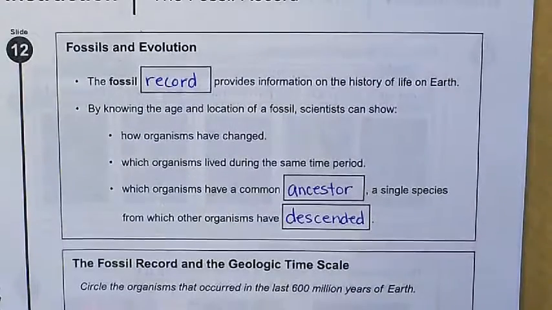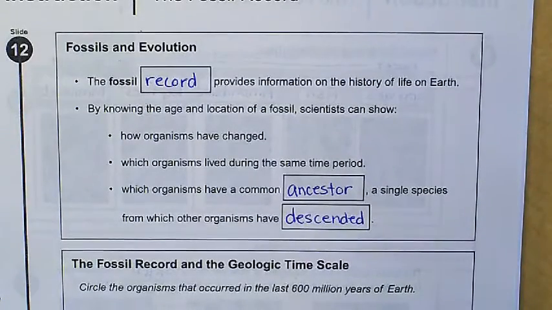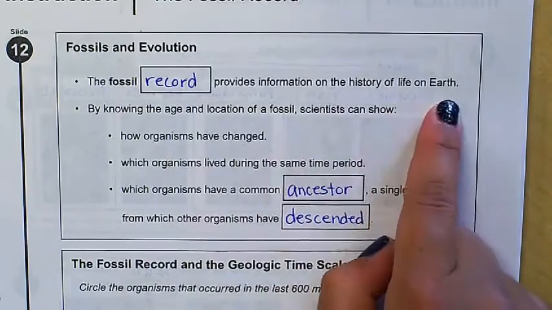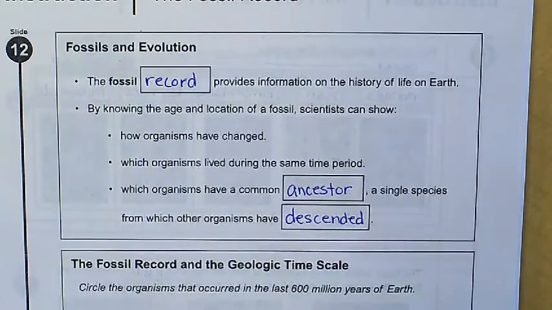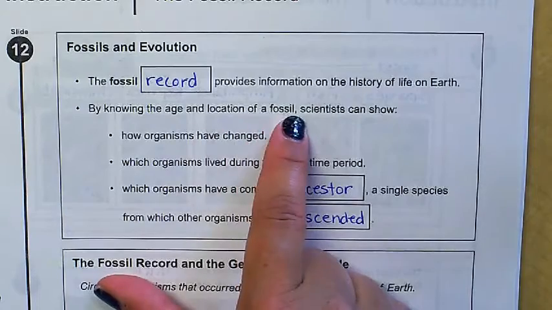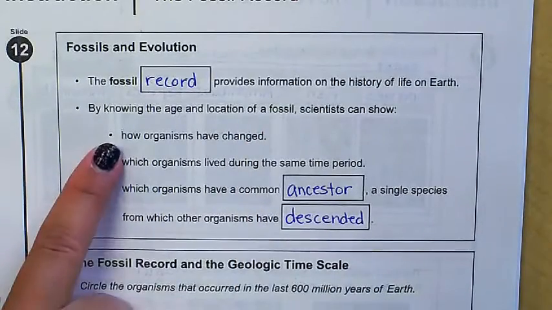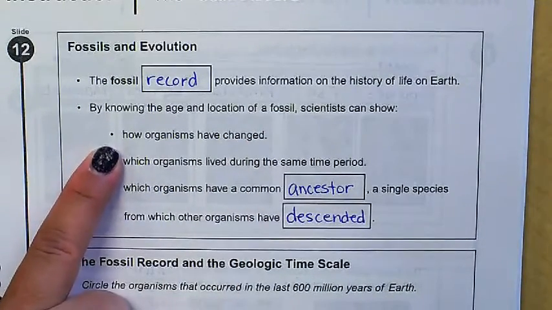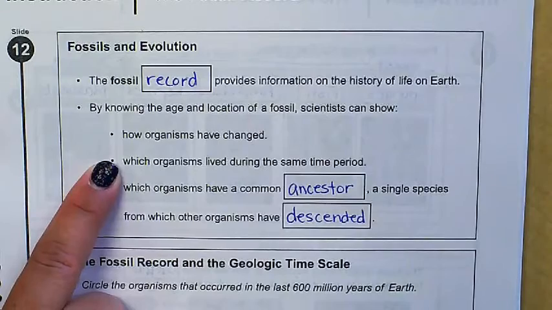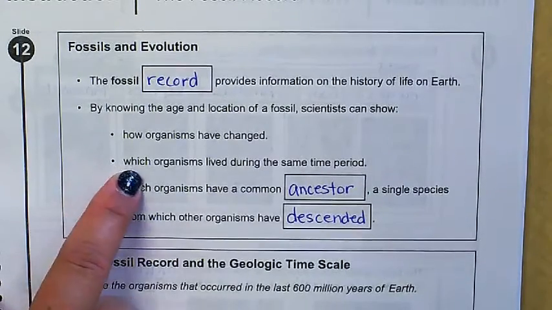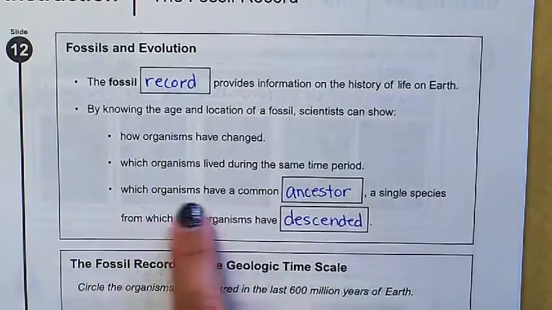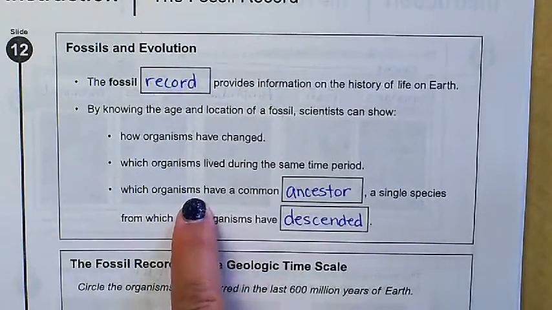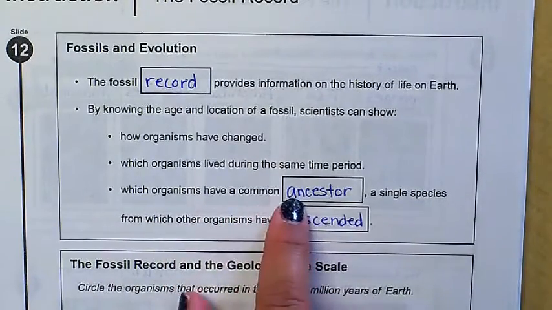What do we do with this fossil record? Well, the fossil record provides information on the history of life on Earth. We talked about this during the earth science lesson about knowing the age and location of the fossils. Scientists can see how organisms have changed, which organisms lived during the same time period, so we can see which dinosaurs lived at the same time. And then they can also talk about which organisms may have a common ancestor.